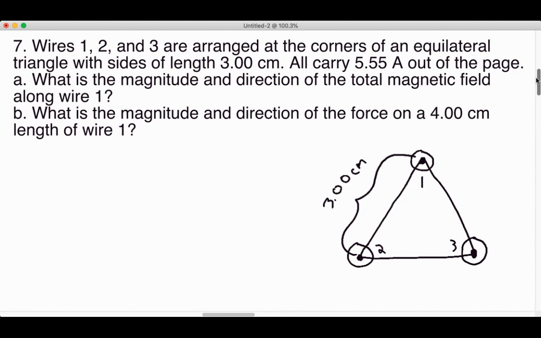So we've got wires 1, 2, and 3. They're arranged at the corners of an equilateral triangle with sides of 3 centimeters. All the wires carry 5.55 amps out of the page. So if we're looking at our triangle over here, we're looking at arrow points, which means these currents are all coming towards us. So we've got a couple of things to figure out.